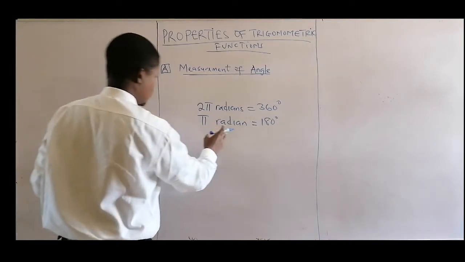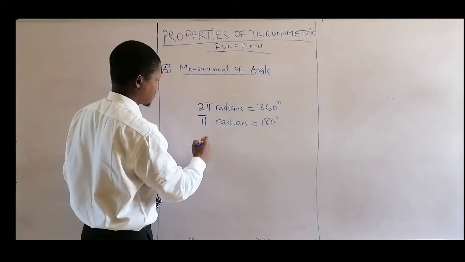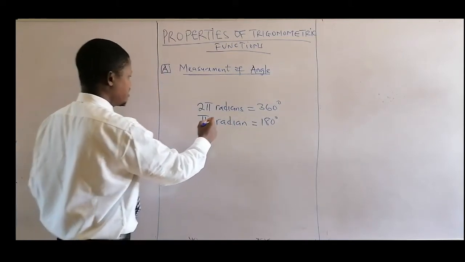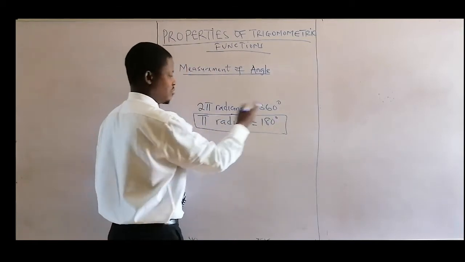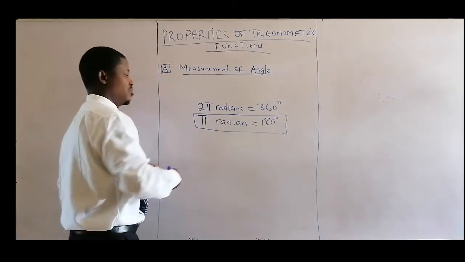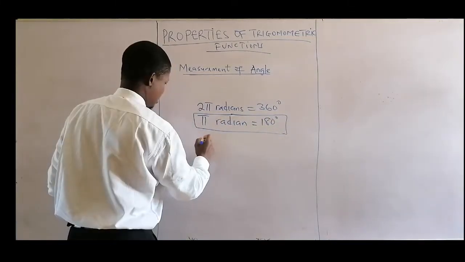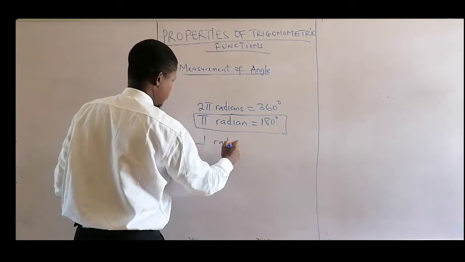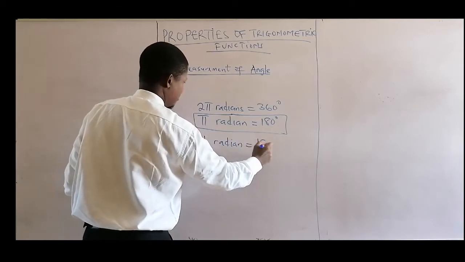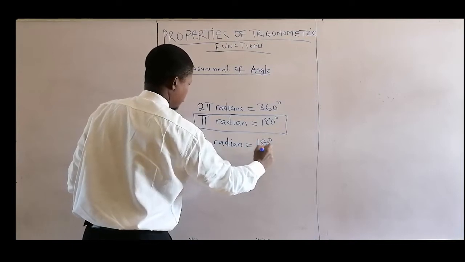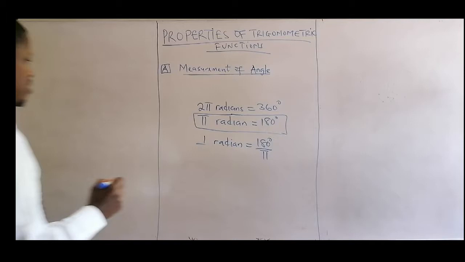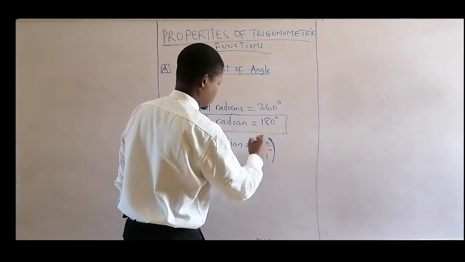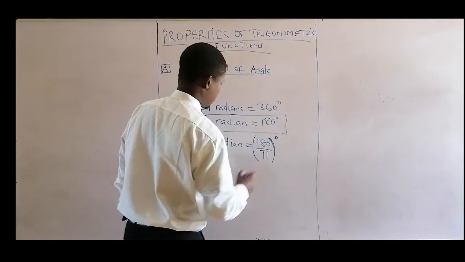Okay, so with this relationship, we can convert either from radian to degree or degree to radians. One radian is equal to 180 degrees over pi. That's one radian. Or you can say 1 radian is equal to 180 over pi in degrees.